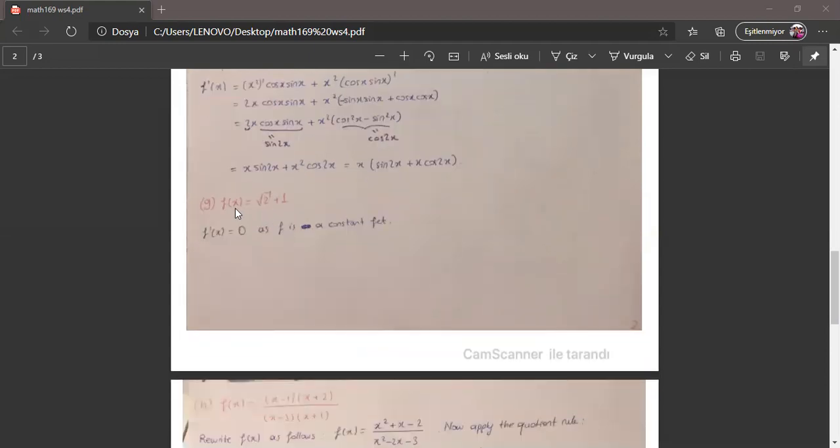What about this? This function does not depend on x, so it's constant. As I said before, its derivative is 0.